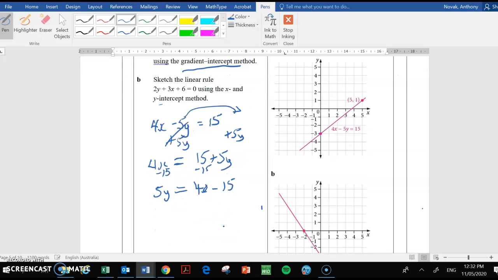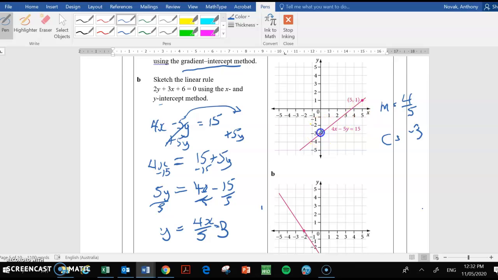And of course, the last thing to do is divide everything by 5. And you get y. So there we are, y equals 4x over 5. So there's your gradient, 4 over 5, minus 3. So using the gradient, we have m equals 4 over 5, c equals minus 3.